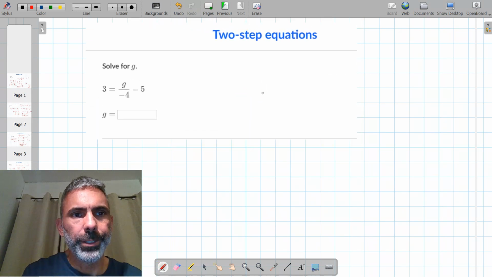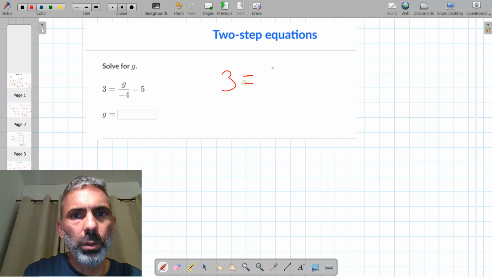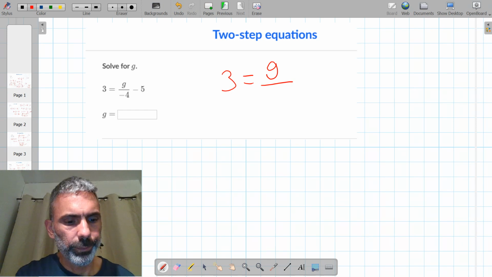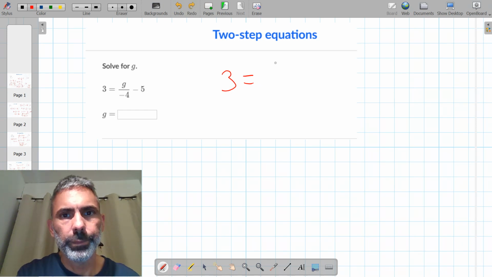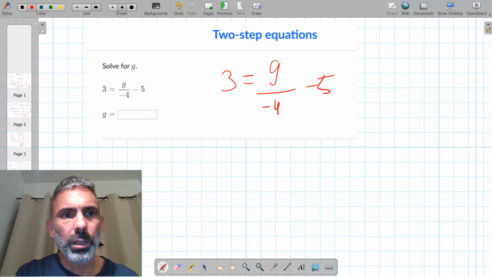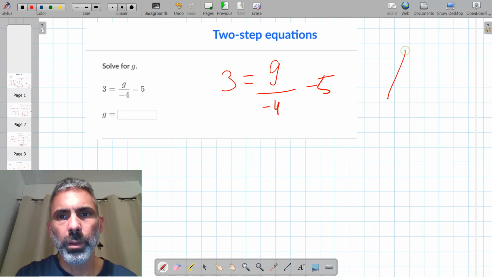Solve for g. So 3 equals g over minus 4 minus 5. Okay, so the first step is to get rid of the minus 5 here, so I'm left with just the g over minus 4. So I add 5 to both sides of the equation.